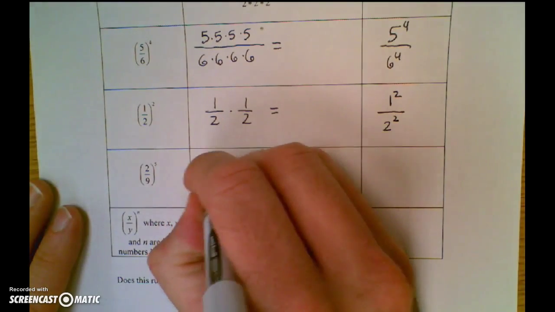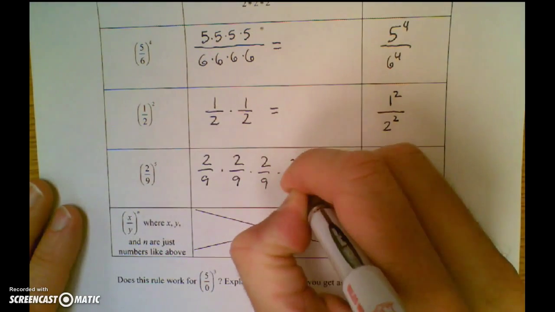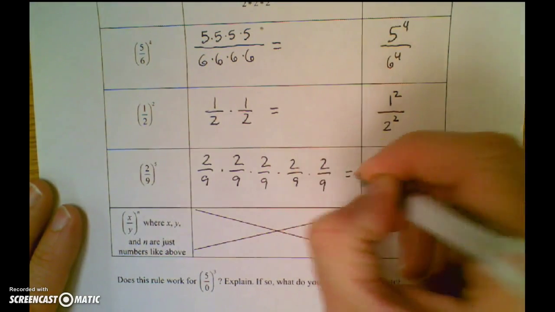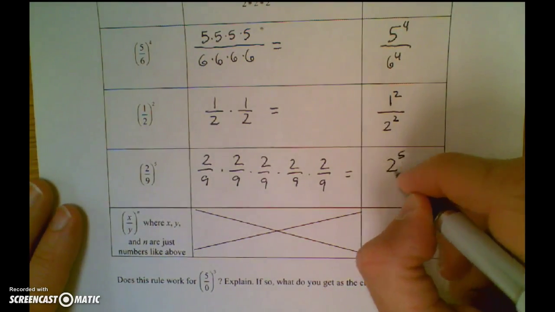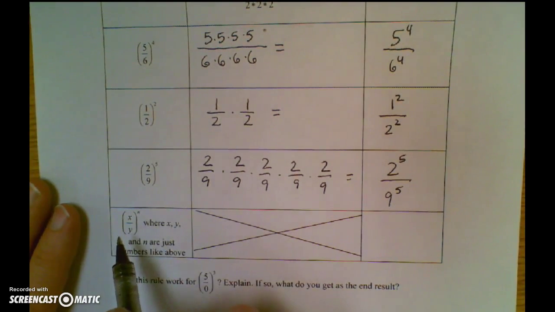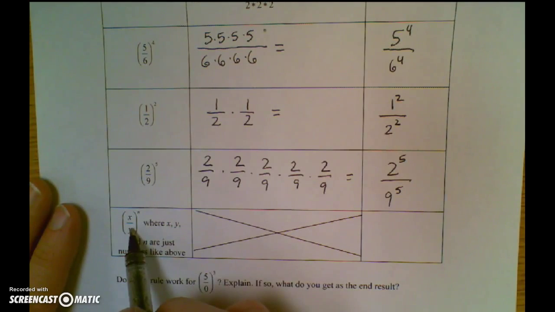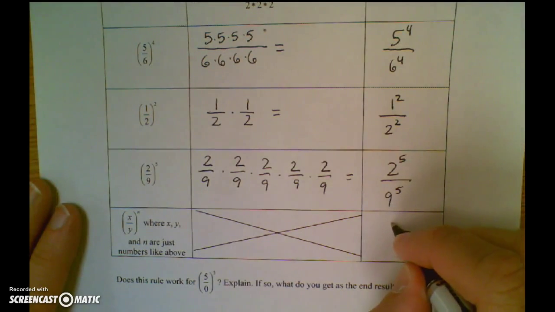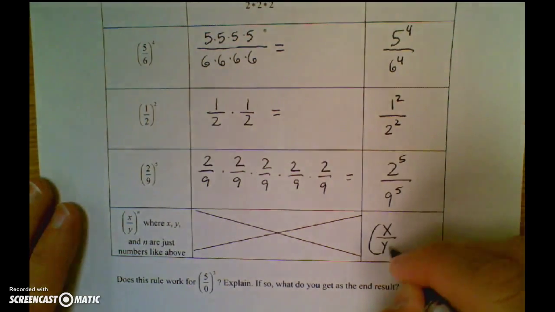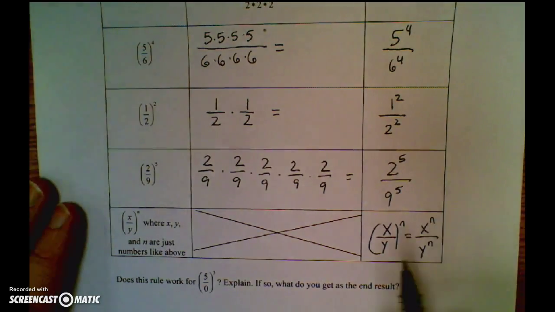Next one is 2/9 to the 5th power. So I'm going to write 2/9 5 times. So on top I've got 2 to the 5th, and on the bottom I've got 9 to the 5th. So this one's exponent rule I think is pretty self-explanatory. If you have a fraction inside of parentheses, it's like distributing the exponent to the numerator and the denominator. So in this problem it becomes x to the n over y to the n. Whatever the exponent is on the outside of the parentheses, they both get it, on the top and on the bottom.